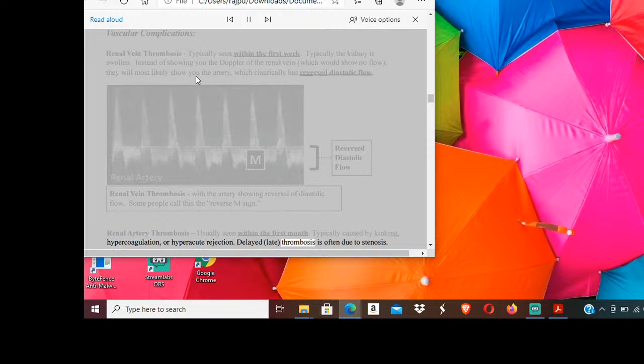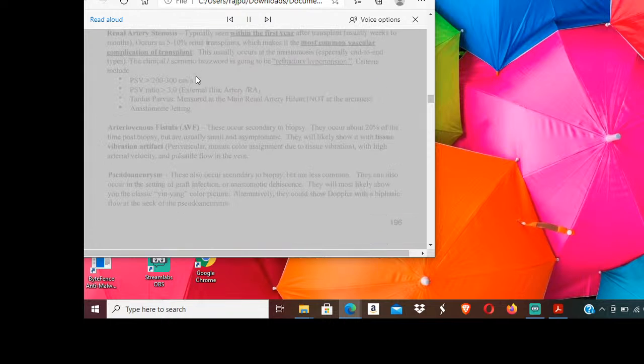Delayed, late thrombosis is often due to stenosis. Renal artery stenosis is typically seen within the first year after transplant, usually weeks to months. It occurs in 5 to 10% of renal transplants, which makes it the most common vascular complication of transplant. This usually occurs at the anastomosis, especially end-to-end types.